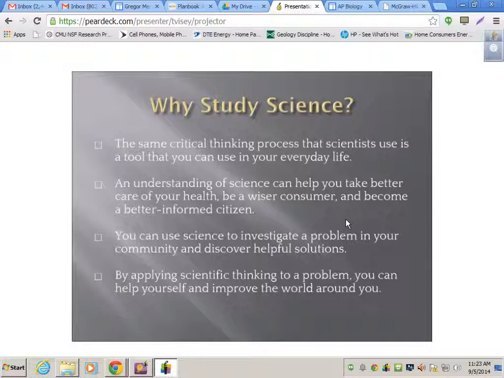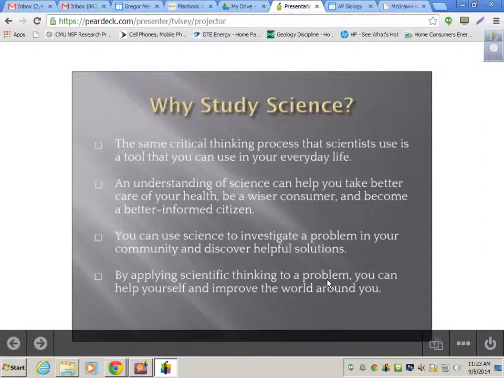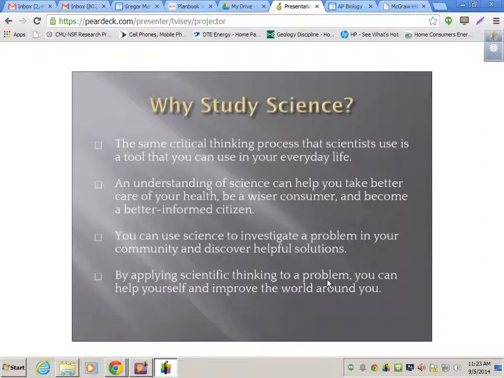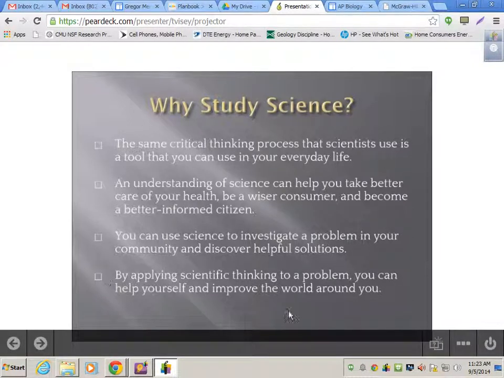Now, by applying scientific thinking to a problem, you can help yourself and hopefully clean up that river and the community around you. We do this all the time. Whether it's adopting a highway, whether it's getting involved in the Bay watershed, going to your local state park and helping out there. Okay, all of those things contribute. Recycling.